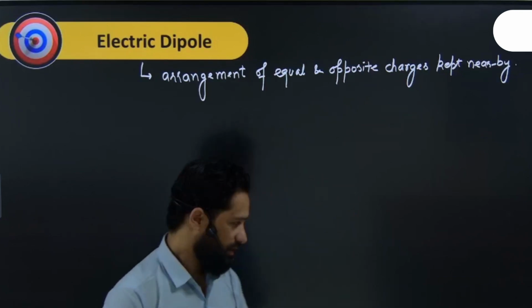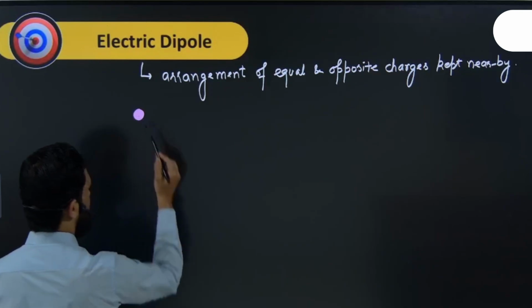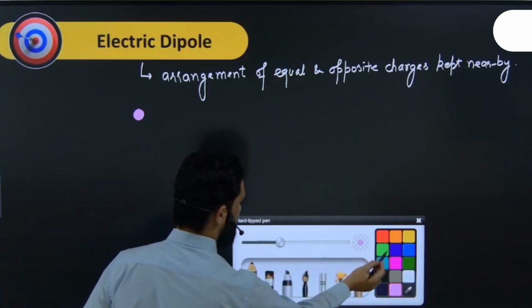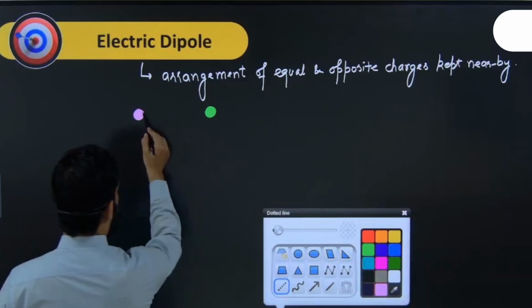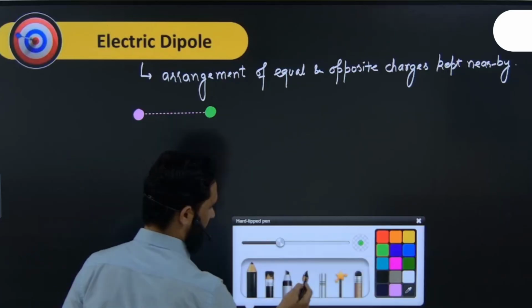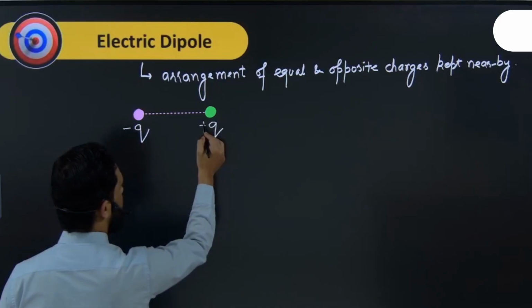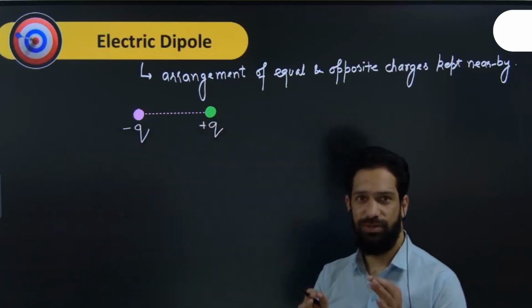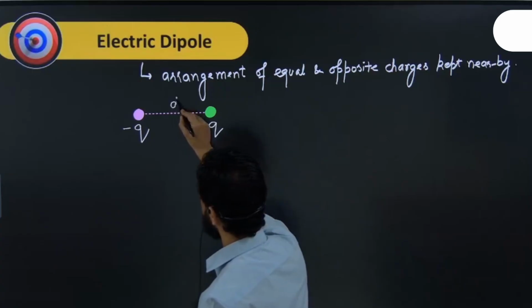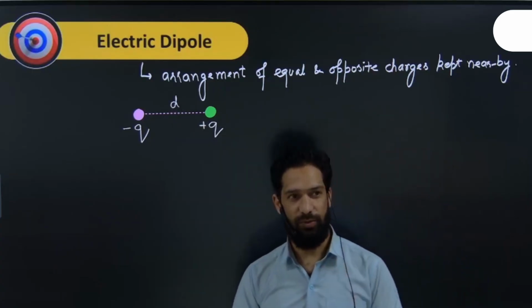each other. Okay, so we can imagine a dipole with a negative and a positive charge, and these two charges are kept at some distance nearby. Let this be minus q, let this be plus q charge. As you see, these are equal and opposite charges, and they have to be kept at a distance, let the distance be d. So this technically is called an electric dipole.